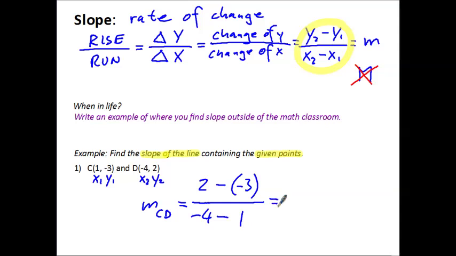2 minus negative 3 is the same as saying 2 plus 3, over negative 4 minus 1. Negative 4 minus 1 is negative 5. Both numbers are negative. They go in the same direction. In other words, we got 5 over negative 5, which is negative 1. There's your answer.